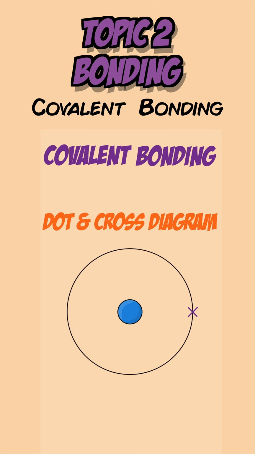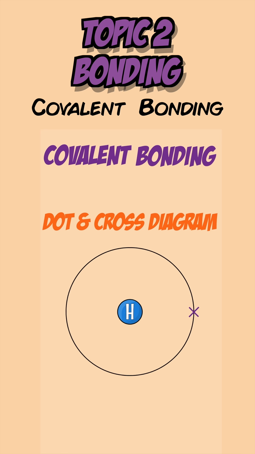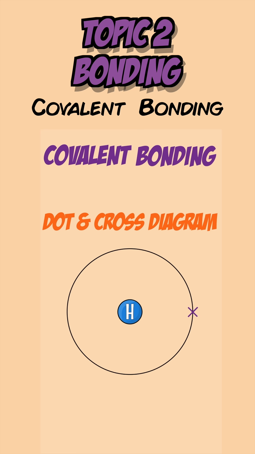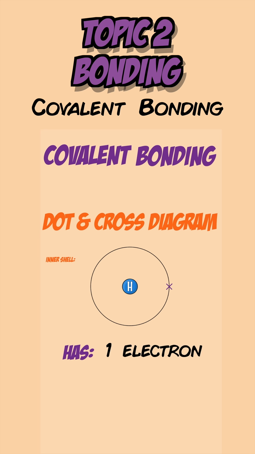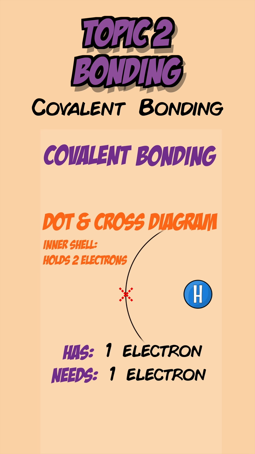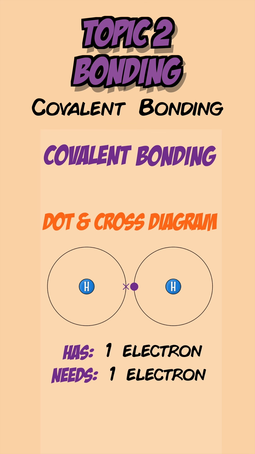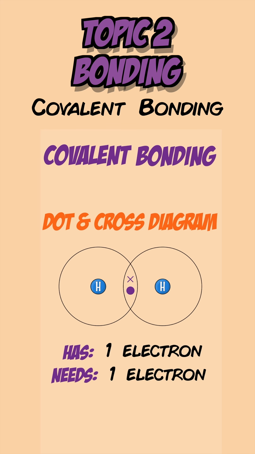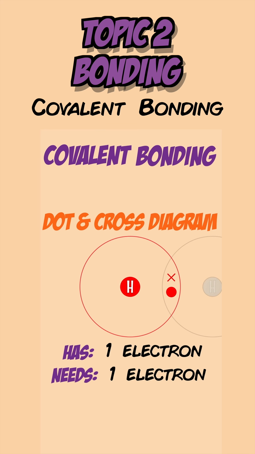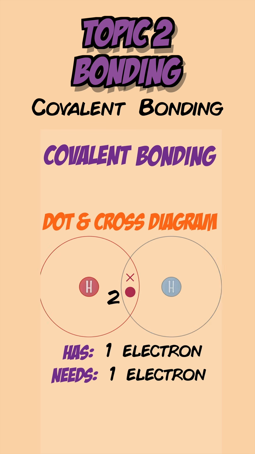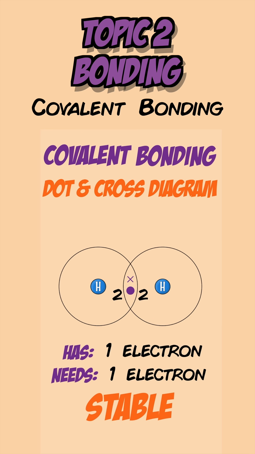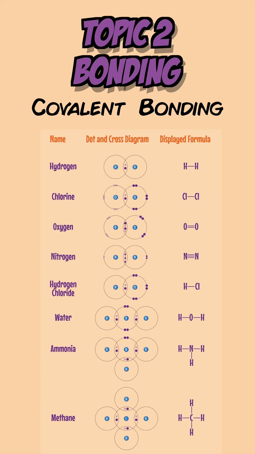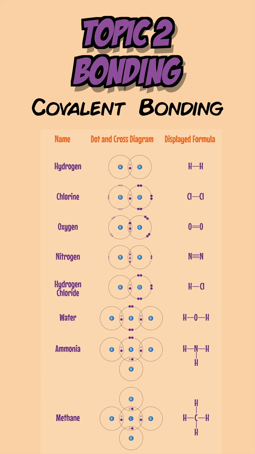So for example, if we had hydrogen, drawing a dot and cross diagram for a single hydrogen atom shows that there's only 1 electron in the outer shell. And as this is the very inner shell, it only holds 2 electrons. So you'd only need 1 more electron to get a full outer shell. So what you'll do is get another hydrogen atom and share the electrons. When this is done, you can see that the left atom has a full outer shell of 2, and so does the right one. This all makes the structure stable and forms a molecule of hydrogen, or H2. Here are some more common examples of covalently bonded molecules.